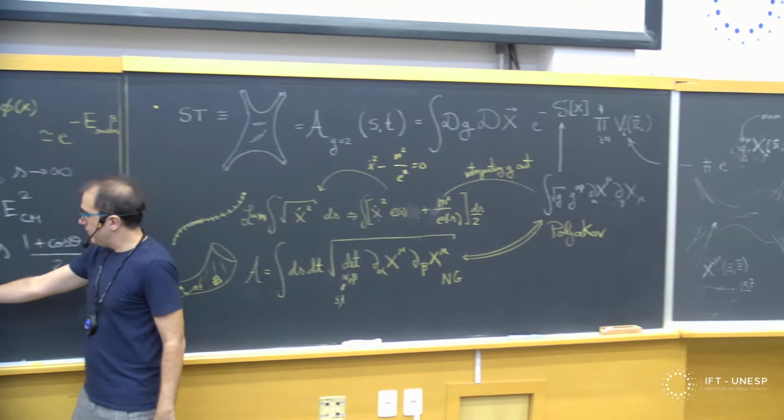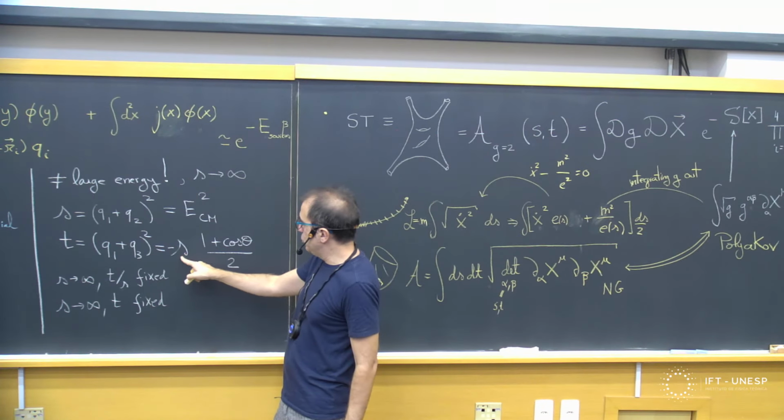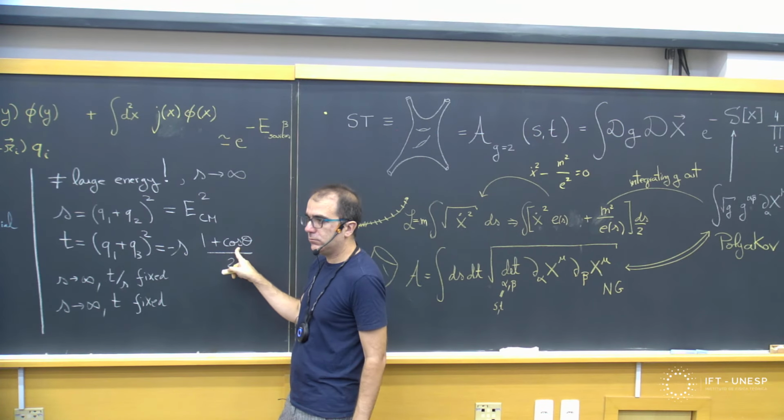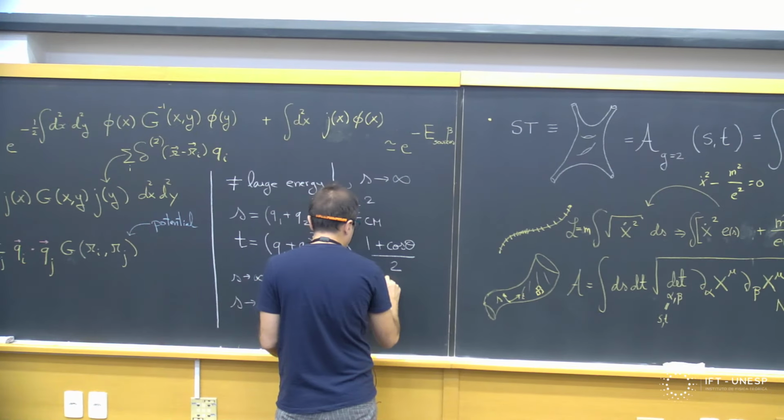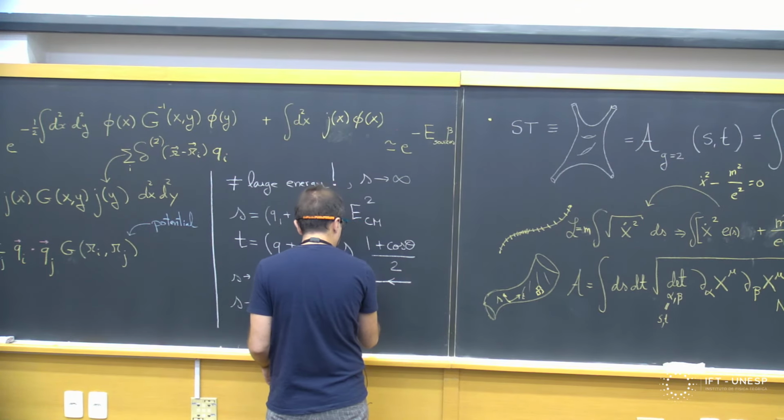This one means that we scatter at huge energy at fixed angle. The angle is fixed. So we scatter something at huge energy against each other, and we ask what's the amplitude for getting things at some fixed angle out.